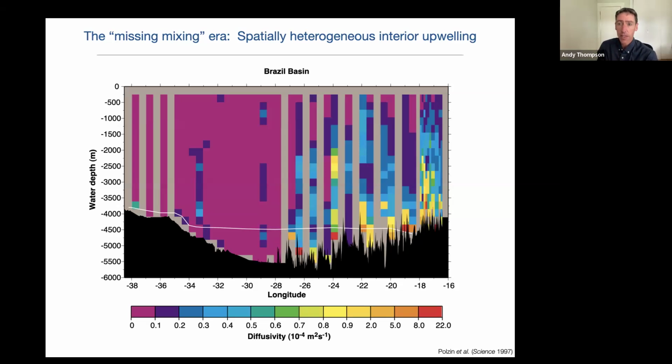And one response to that was that the mixing in the ocean was much more spatially heterogeneous than we had previously thought. And here's a very well-cited paper led by Kurt Polzin that came out in Science in 1997. What you're looking at here is a map from the Brazil Basin. So depth is on the y-axis, and you're looking at a section that's extending on the left from the coast of Brazil out into the interior of the Atlantic Basin where the mid-Atlantic ridge is.